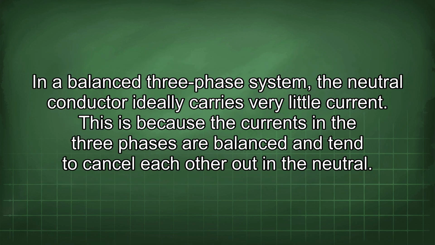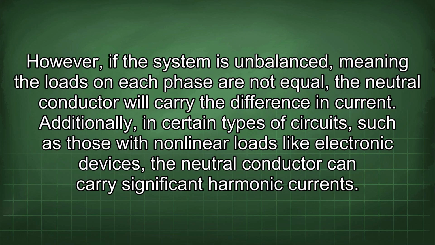In a balanced 3-phase system, the neutral conductor ideally carries very little current. This is because the currents in the 3 phases are balanced and tend to cancel each other out in the neutral. However, if the system is unbalanced, meaning the loads on each phase are not equal, the neutral conductor will carry the difference in current.